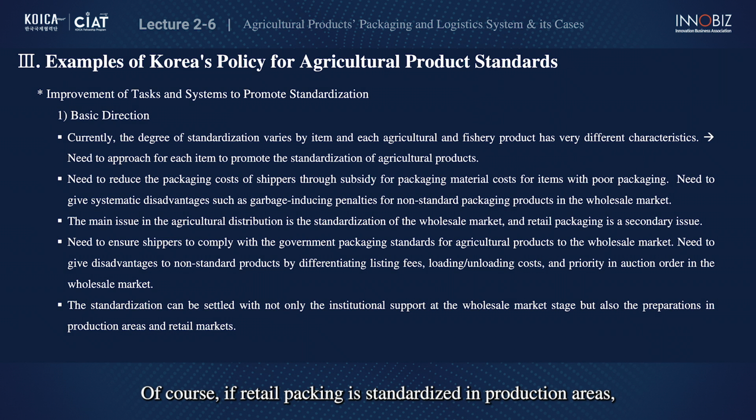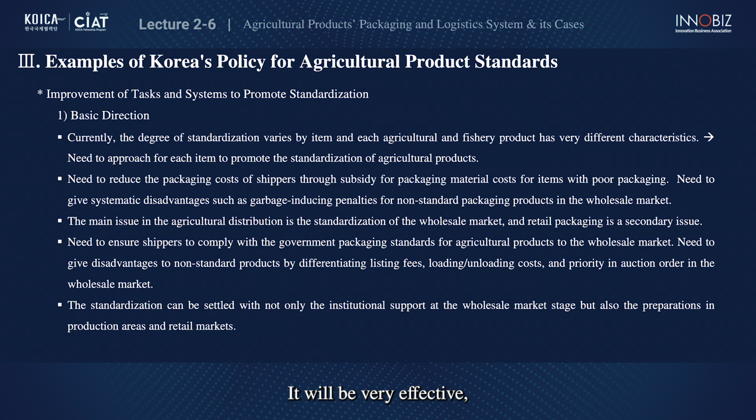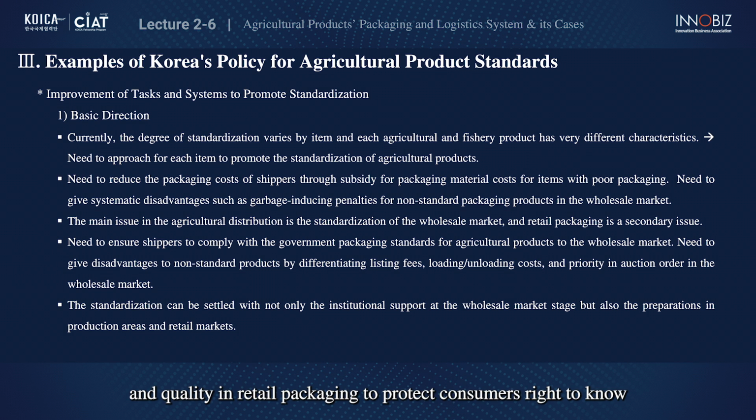Of course, if retail packaging is standardized in production areas, it will be very effective. However, the main issue in agricultural distribution is the standardization of the wholesale market, and retail packaging is a secondary issue. In addition, the retail packaging may change frequently according to consumer preferences and sales strategies of retail stores, so there is a limit to standardizing them. Still, you need to strictly stipulate the external labeling requirement like weight and quality in retail packaging to protect consumers' right to know.